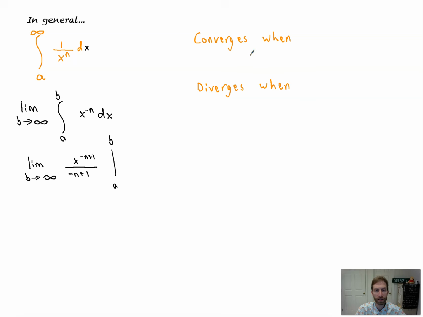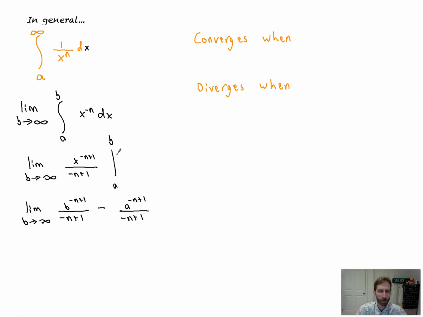So we got to think about this a little bit, when we converge, when we diverge. So if we take the limit as b goes to infinity, we'd be plugging in b to the minus n plus 1 all over minus n plus 1, minus a to the minus n plus 1 over minus n plus 1. Now this a value is constant. It really has no consequence right here. It's not making the denominator 0. So we've got to check out and see what happens here. What's our tipping point?